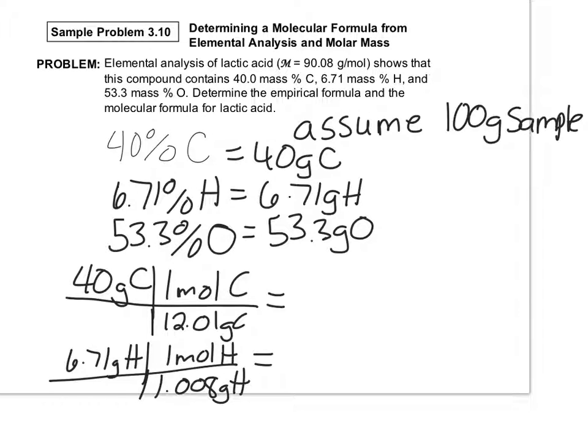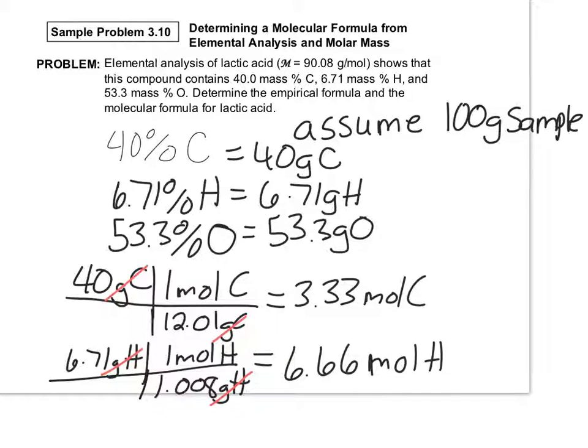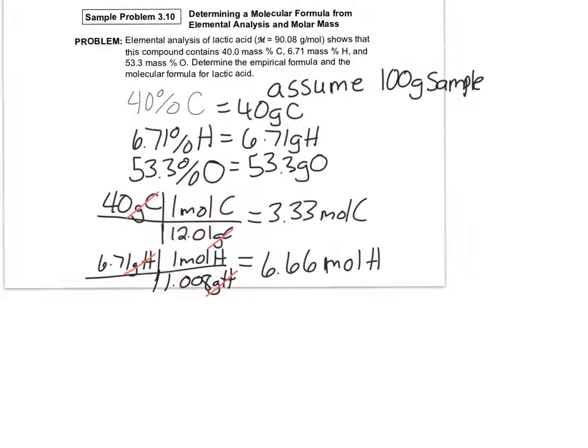So let's do our math for both of those really quickly. I've got grams canceling grams. I'm going to have 40 divided by 12.01, so I'm going to have 3.33 moles of carbon. 6.71 divided by 1.008, I've got 6.66 moles of hydrogen.